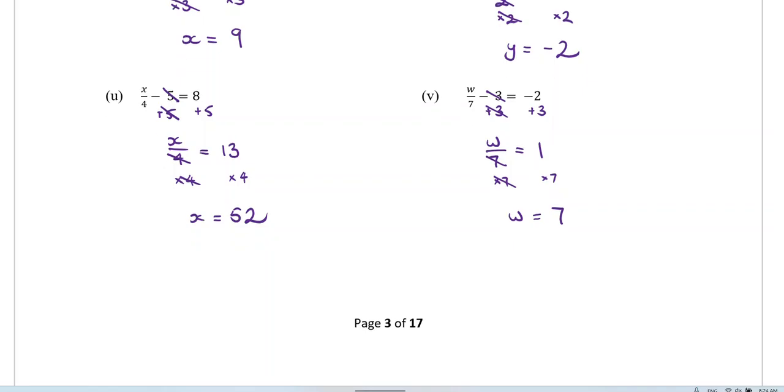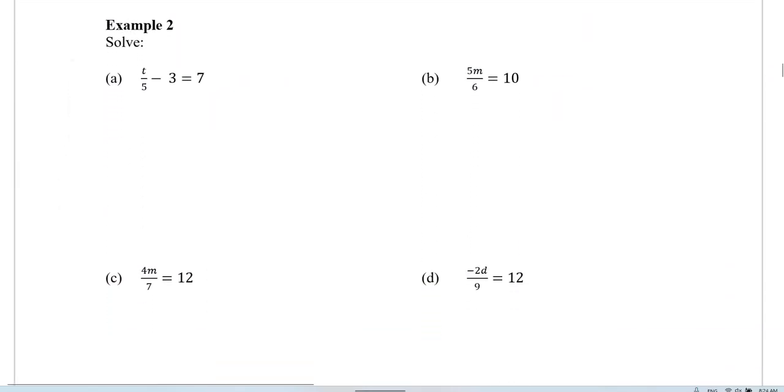Okay, moving on from there, we are doing some more here. Example 2, we're just going to be changing the way the fractions look in some of these. A is still starting with a familiar one though. So if we have t over 5 minus 3, because the 3 is on the side, we're going to do that first by adding 3. And we have t over 5 equals 7 plus 3 is 10. Then the divide by 5, our opposite is to times by 5. And that will leave t equals 50.